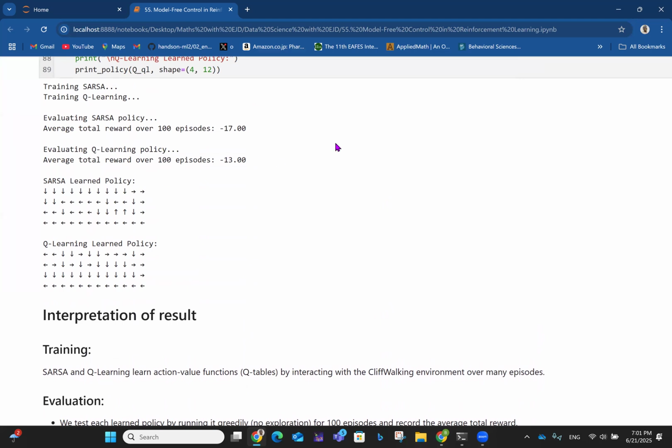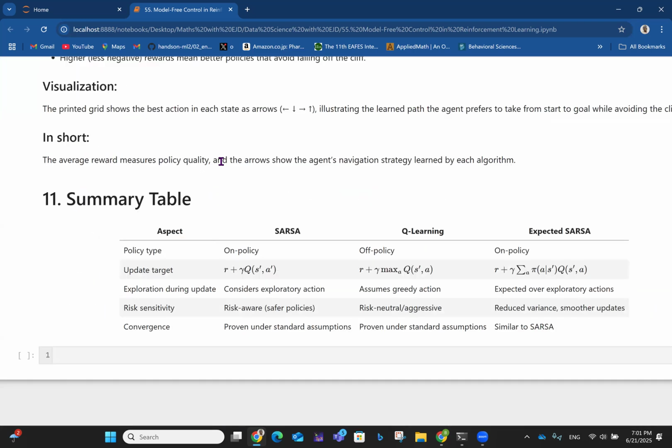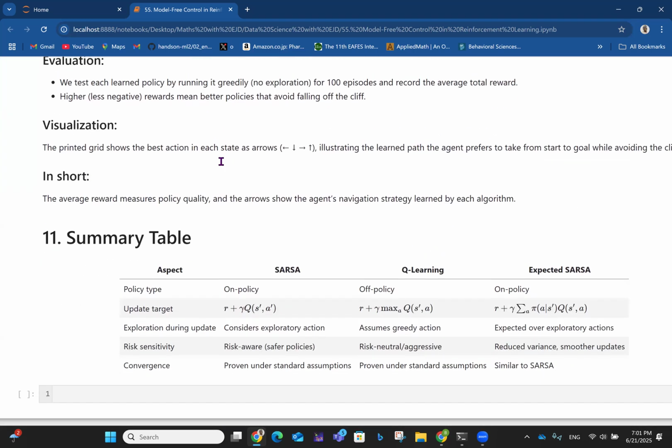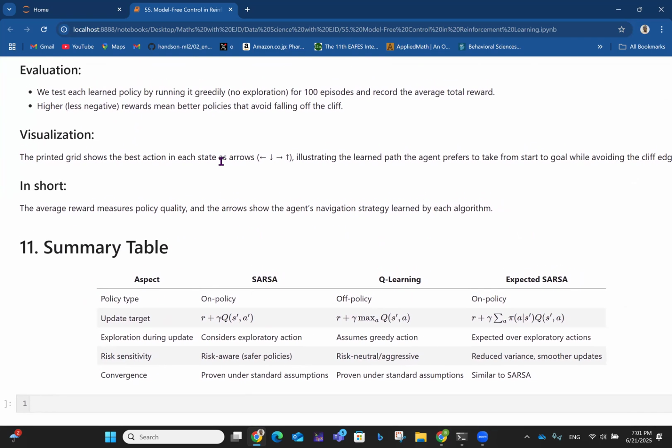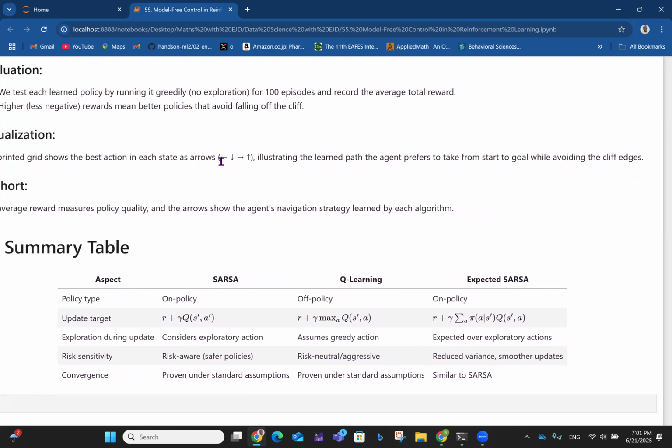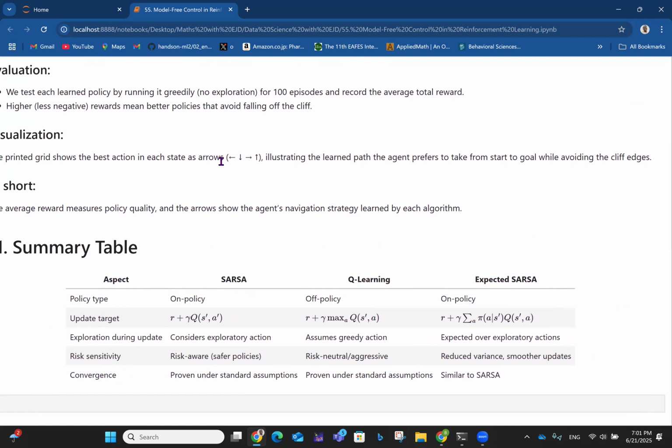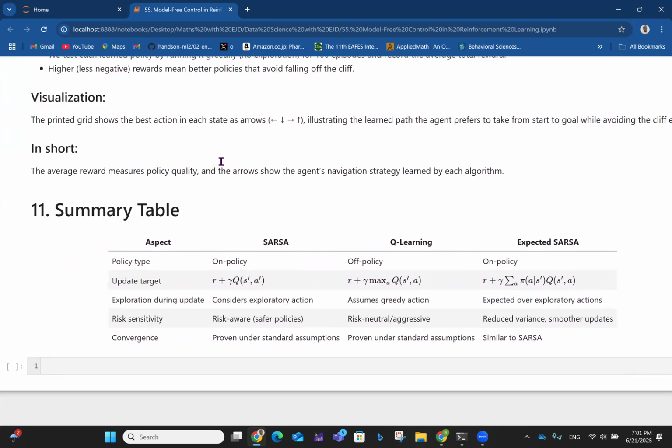That means Q learning has a better policy with minus 13. Minus 13 is less negative than minus 17, so the higher, the better. The Q learning policy has the better result in this particular situation. Visualization: the printed grid shows the best action in each state as arrows, left, down, right, up, illustrating the learned path the agent prefers to take from state to goal while avoiding the cliff edges. In short, the average reward measures policy quality, and the arrows show the navigation strategy learned by each algorithm.